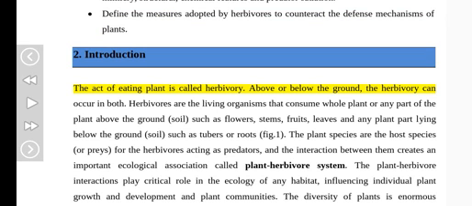The act of eating plants is called herbivory. Above or below the ground, herbivory can occur in both. Herbivores are the living organisms that consume whole plants or any part of the plant above the ground soil, such as flowers, stems, fruits, leaves, and any plant part lying below the ground soil, such as tubers or roots.